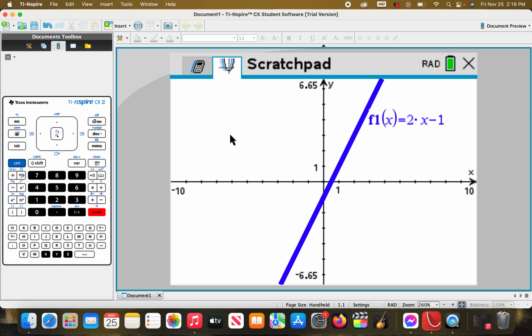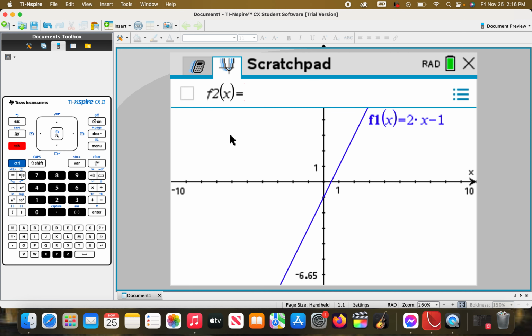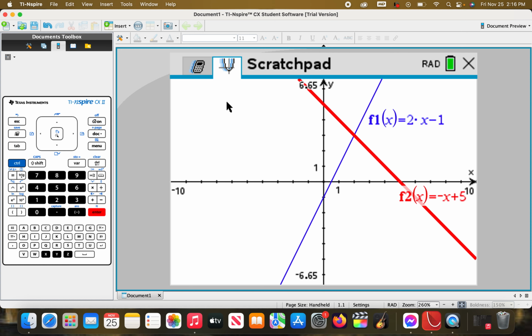And now if I hit the tab button, it will bring up another y equals for me to graph the second equation. So negative x plus 5. Press enter. And then I have my two equations. And we can see that the intersection, which is our solution, is right here.